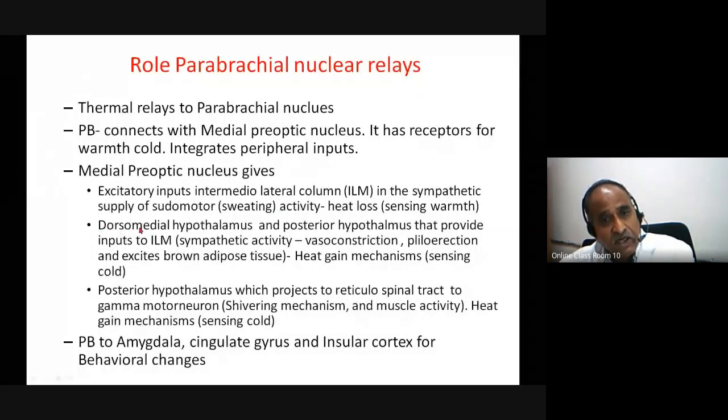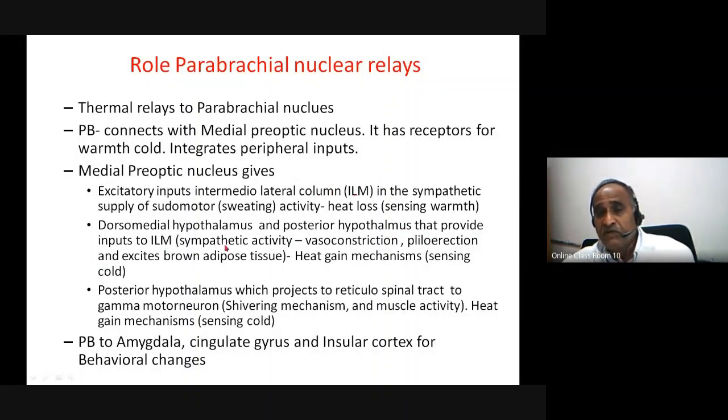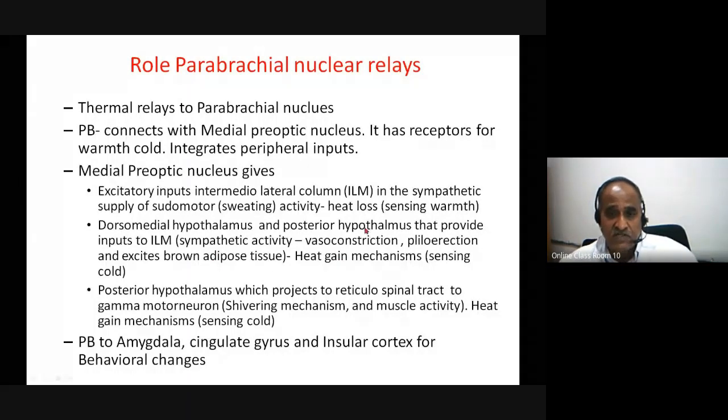Then we have the dorsomedial hypothalamus. That means the preoptic nucleus talks to the dorsomedial hypothalamus and the posterior hypothalamus. This time, the message to the intermediolateral column is different. That would activate the sympathetic activity that produces vasoconstriction, piloerection, increased brown adipose tissue activity, and even increased skeletal muscle rigors. All these things would be activated. So that is for the heat gain, or heat producing, mechanism, because the person is exposed to cold.